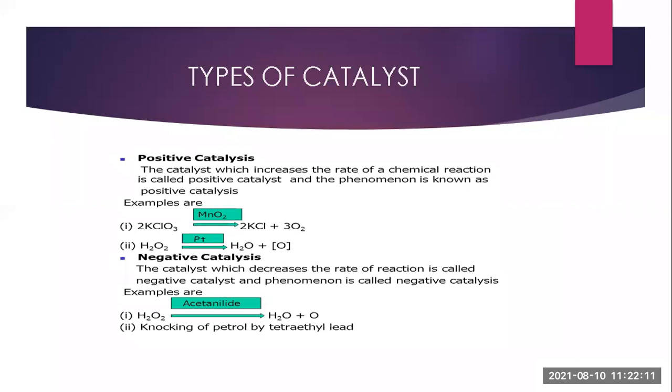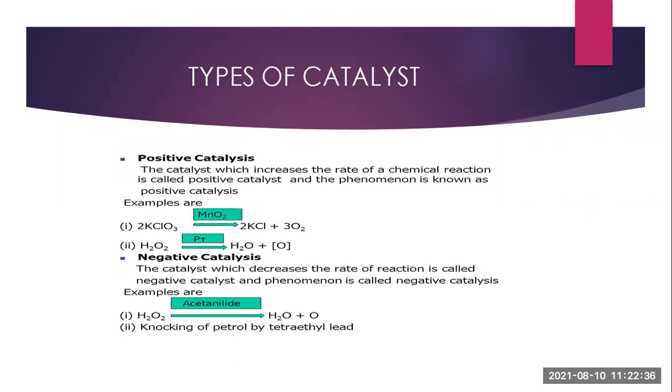So here once again, what do you mean by the catalyst? Catalyst is nothing but the substance in whose presence the rate of chemical reaction changes without causing any chemical change to it. It is known as the catalyst. So just remember this definition. Now here in this case, there are two types of catalyst, positive catalysis and negative catalysis.